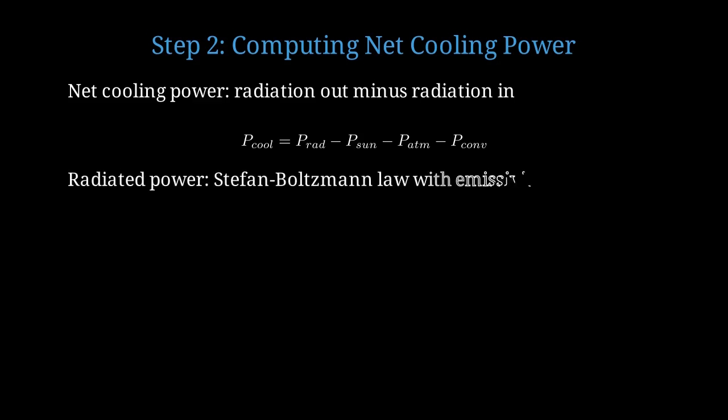The radiated power follows the Stefan-Boltzmann law integrated over our emissivity spectrum. P_rad equals the integral of emissivity epsilon of lambda times the blackbody intensity at temperature T over all wavelengths lambda. The atmospheric radiation depends strongly on atmospheric temperature, humidity, and the angular distribution of sky radiance. P_atmospheric equals the integral of emissivity times atmospheric radiance over wavelength and solid angle omega.